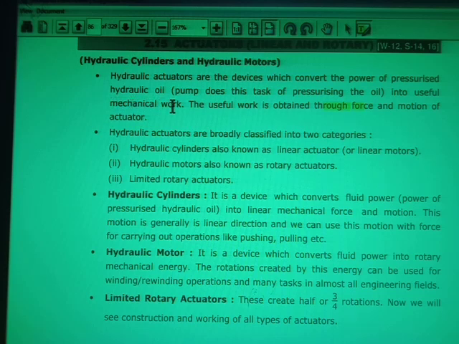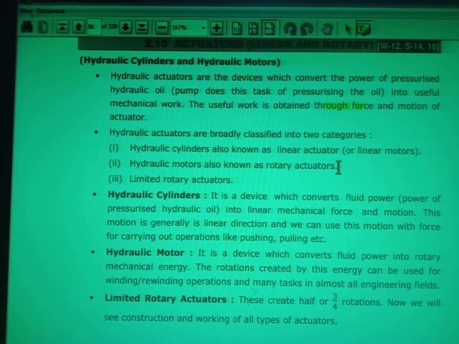The mechanical work done is nothing but the displacement per unit time, right? So we get displacement, either linear displacement or rotary displacement. That is the main function of the actuator. Through this displacement we can generate some amount of force or motion, and that is the basic function of the actuator.